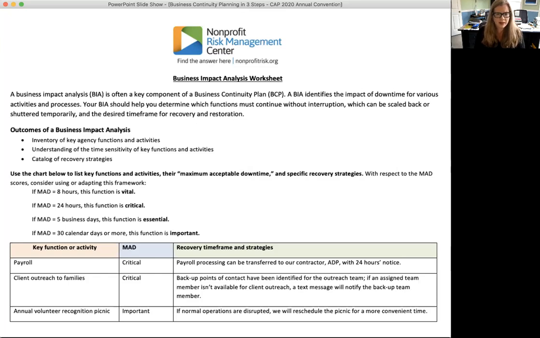So basically the process is to identify key functions and activities, then to indicate what the maximum acceptable downtime is. And again, it's based on the number of hours or days that this function or activity can be offline. And then the third step is to identify recovery timeframe and strategy. So how will you deliver this program or services? How will you get this back up and running? Or is there an alternative way to deliver that program or service?